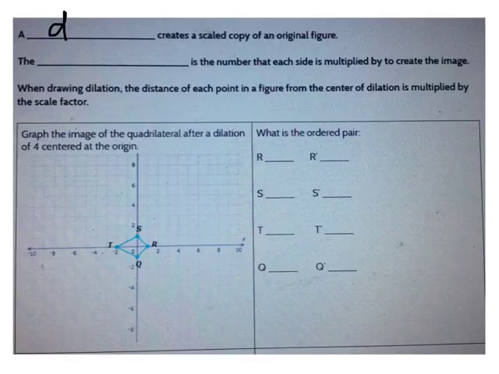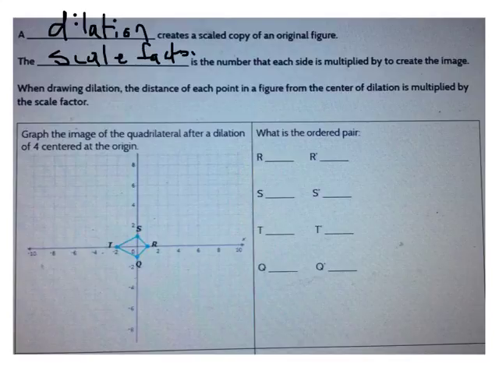A dilation creates a scaled copy of an original figure. The scale factor is the number that each side is multiplied by. And when drawing a dilation, the distance of each point in a figure from the center of dilation is multiplied by the scale factor. Each point moves away from the center of dilation. Let's look at an example.